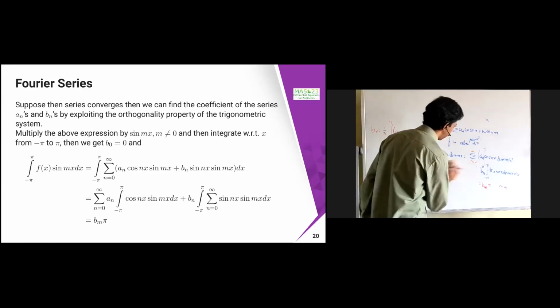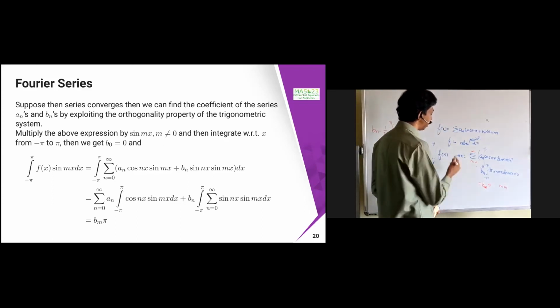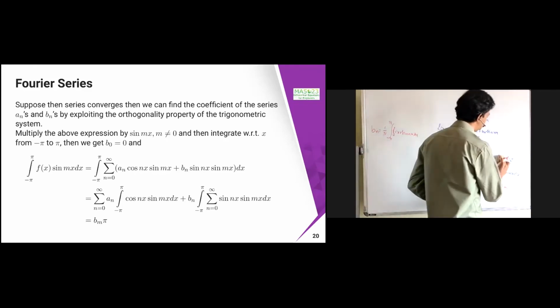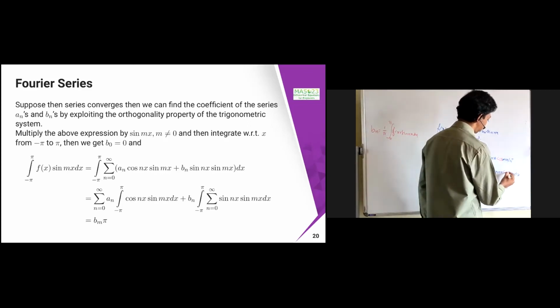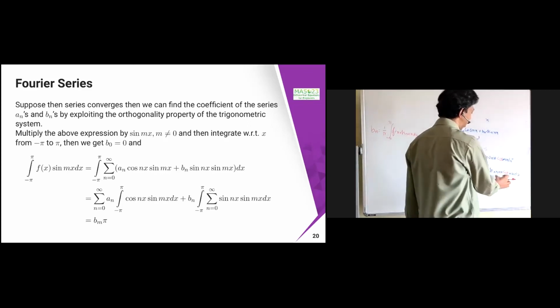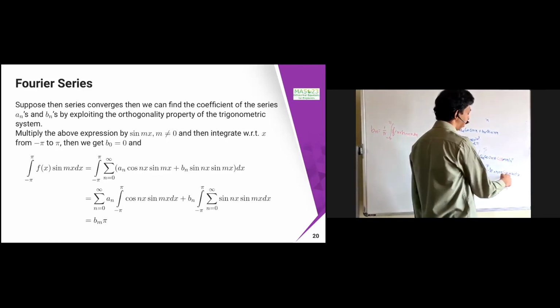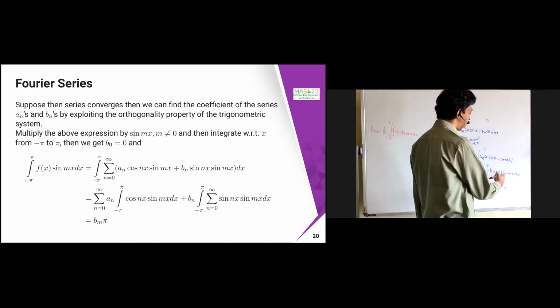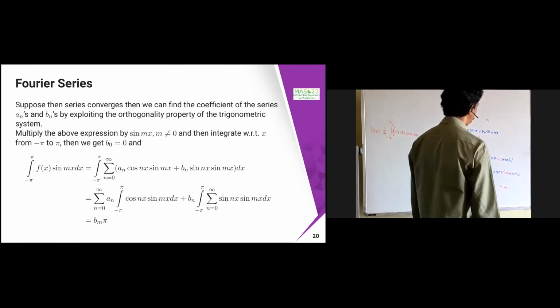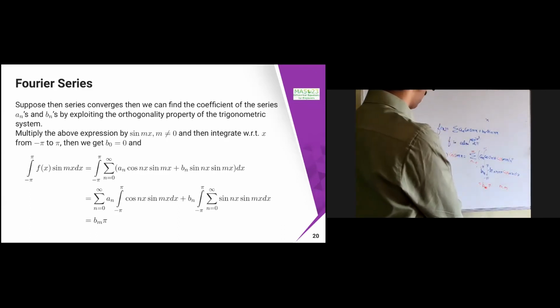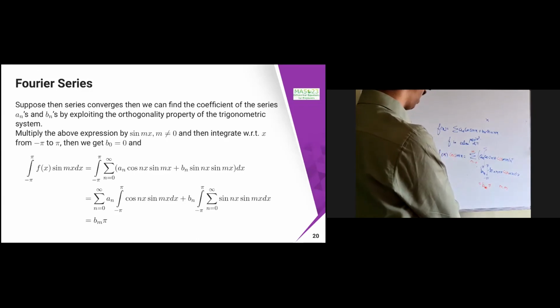Now I have to do the same thing, but instead of sin, I am going to use cos here. This is going to become 0 irrespective of whether n equals m or not, because sin is odd and cos is even, so the multiplication is odd, and an odd function integrates to 0. When n is not equal to m, it becomes 0.